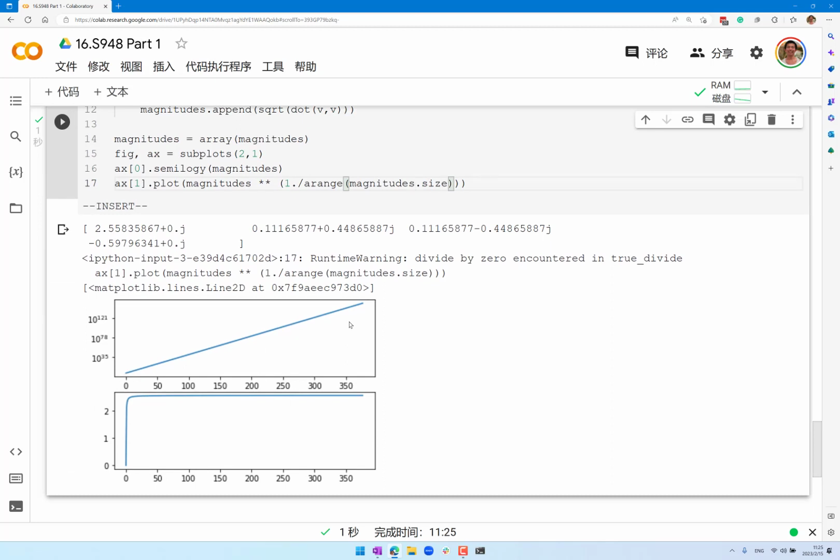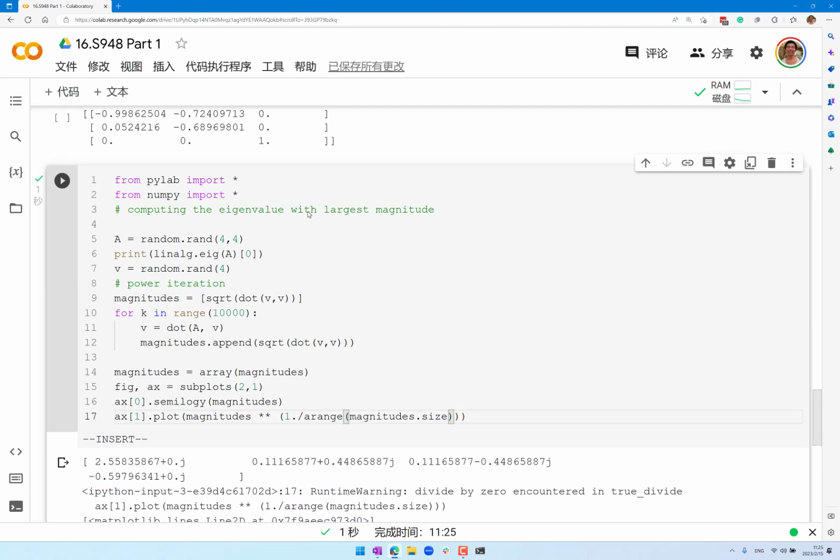So this is the exponential growth, and the second line tells me our estimate of the magnitude of this eigenvalue. As you can see, the exact number is 2.55, and our estimate gets to that number on the order of 40 iterations. Basically, that's how you compute the largest eigenvalue.